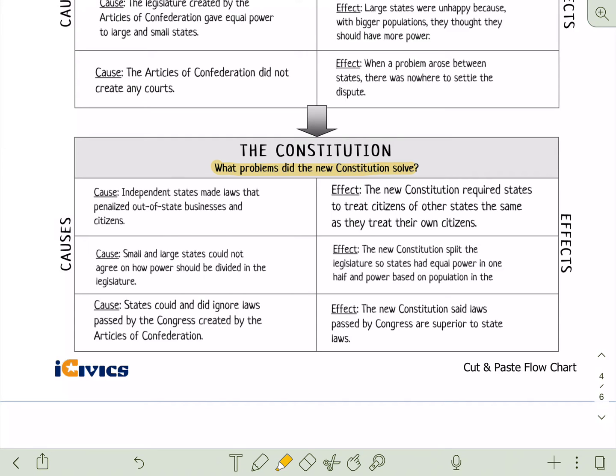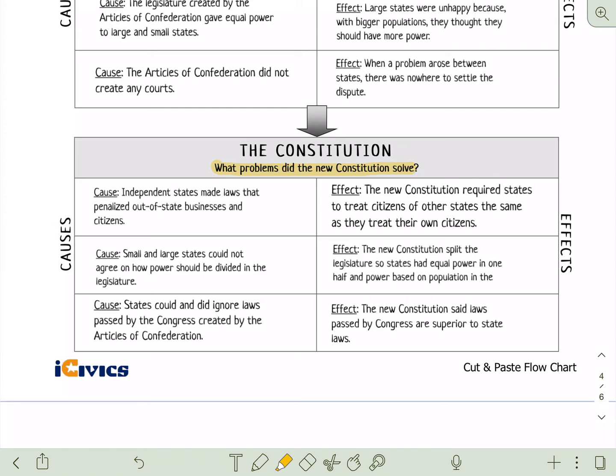Another issue that the Constitution tried to solve is that large and small states couldn't agree on how power should be divided. And as you read in this Just Right Government file, the Constitution split the legislature, or Congress. So states had equal power in one half, the Senate, where every state gets two senators, and based on population in the other house. So in the House of Representatives, we have representation based on the number of people that live in your state.